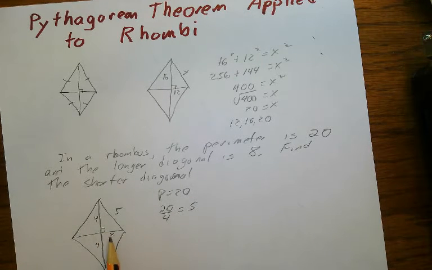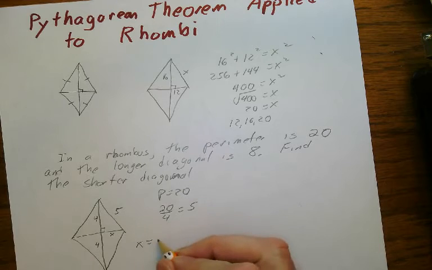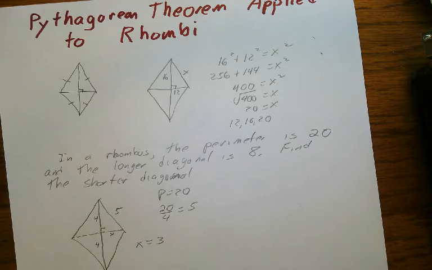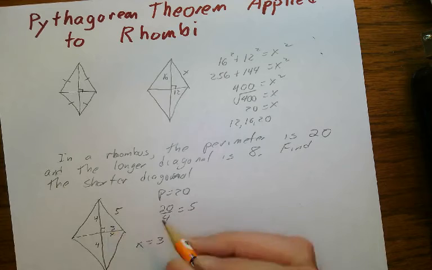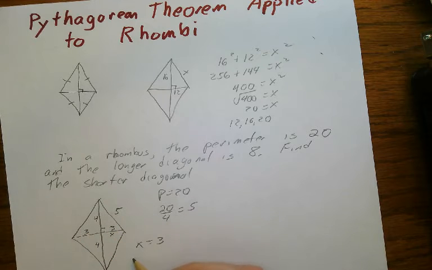Well, we're looking for an x. We have a 4 and a 5. If you remember that 3, 4, 5 is a triple, you know that x is 3. You could work it out if you'd like, but the triples appear a lot in these problems. Now, is that our answer, 3? No, because we want to get the shorter diagonal, and the shorter diagonal is going to be 6.